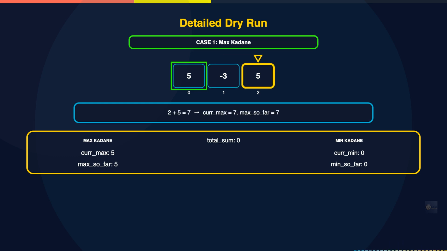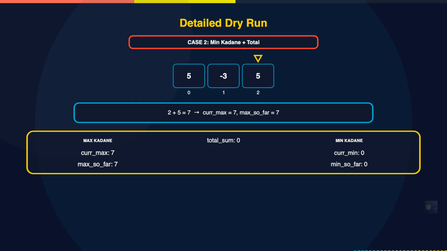At index 2, we see 5. 2 plus 5 equals 7. 7 beats starting fresh at 5, so current max becomes 7. Max so far updates to 7. The winning middle subarray is indices 0 through 2, with sum 7.